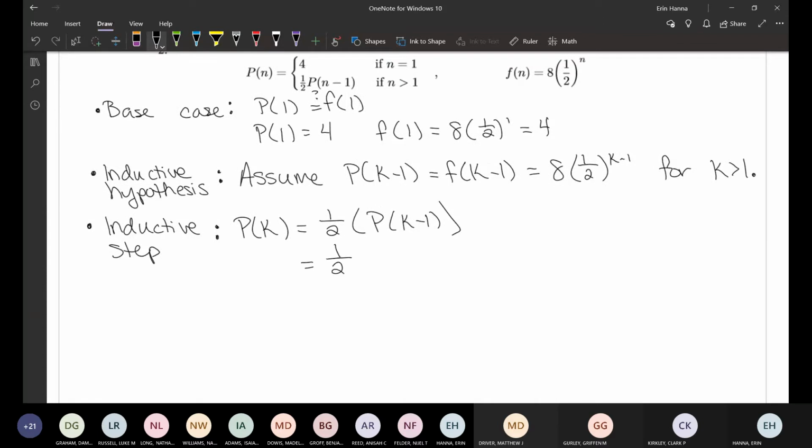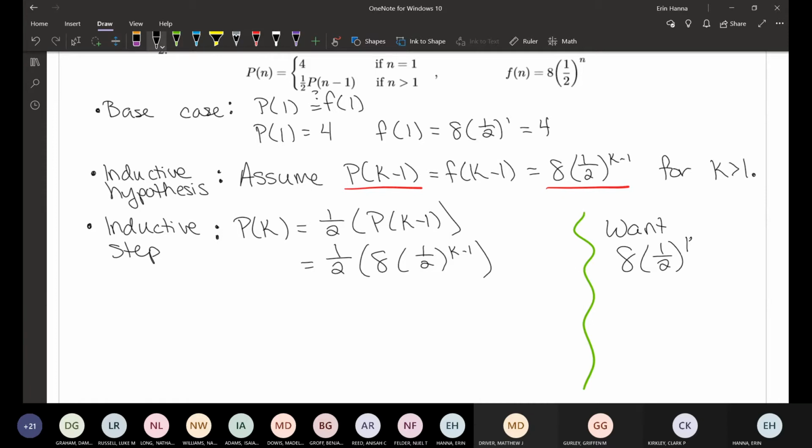Our inductive hypothesis tells us that we can essentially replace this P of k minus 1 with this 8 times 1/2 to the k minus 1. And again, maybe a side note to remind us what we're looking for. We're essentially looking for an 8 times 1/2 to the k. Well, I've got a 1/2 to the k minus 1. I've also got a 1/2 in the front. So if I kind of rearrange this a little bit, I would have 8 times 1/2 to the first times 1/2 to the k minus 1.